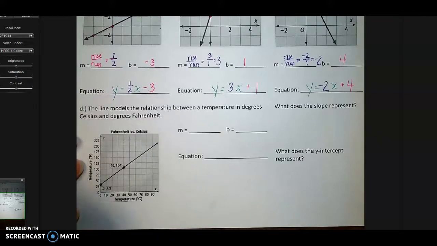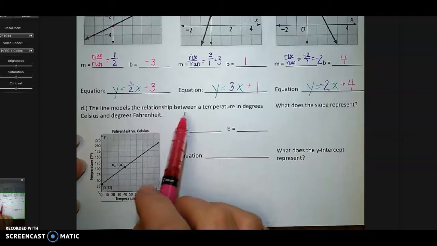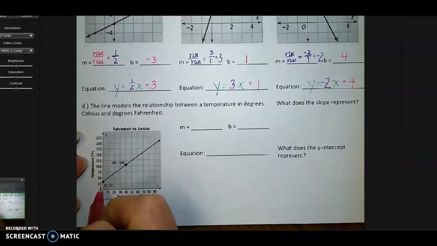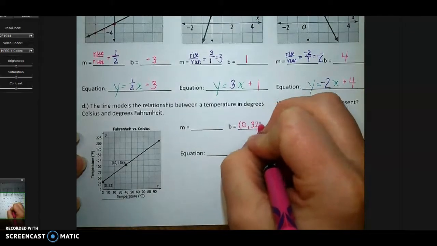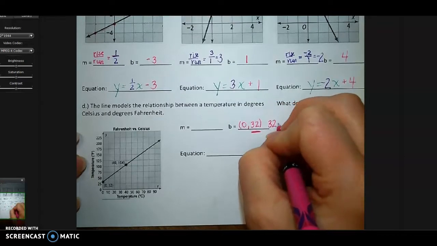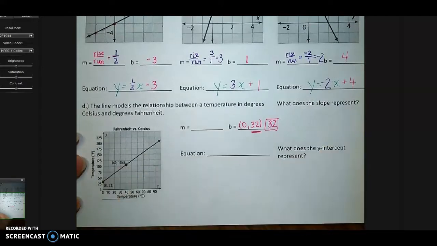Alrighty, moving on to the word problem there. We see that the line model in this graph represents the relationship between temperature in degrees Celsius and degrees Fahrenheit. And I go over here, and it's hard to see, but they've marked it for me. They've given me my y-intercept. Since it's at the point (0, 32), this is my y-intercept. So my y-intercept is going to be +32.